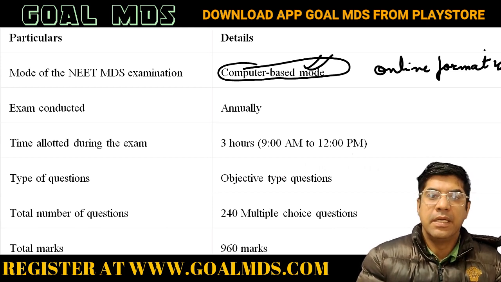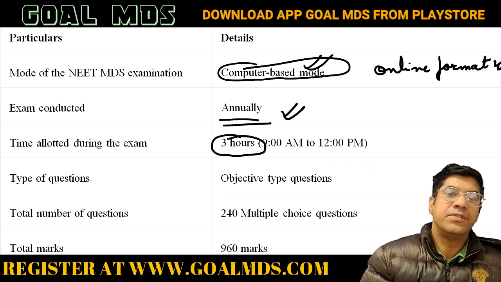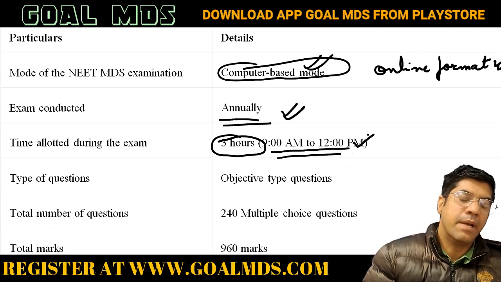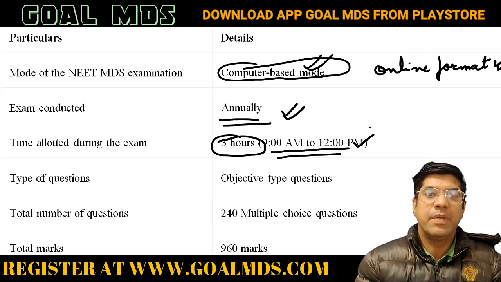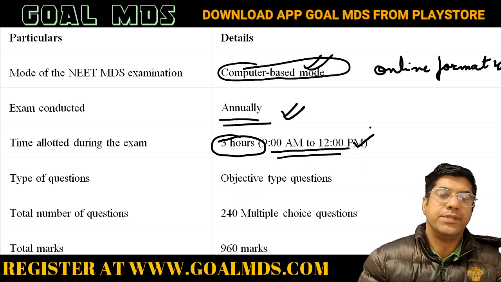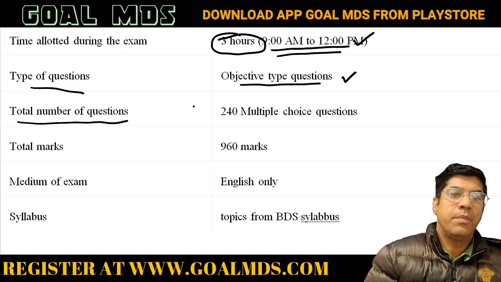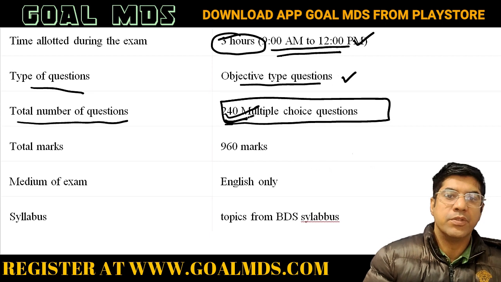The timing: the exam is typically scheduled annually and it is a 3 hour duration exam, generally from 9 a.m. to 12. What are the types of questions? The exam consists of multiple choice questions where candidates need to choose the correct answer from the provided options. So it is an objective type exam and the total number of questions in the exam is 240. There are 240 multiple choice questions.